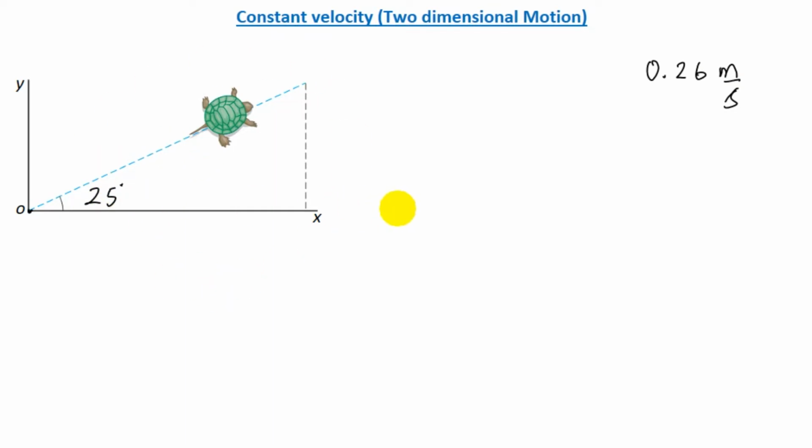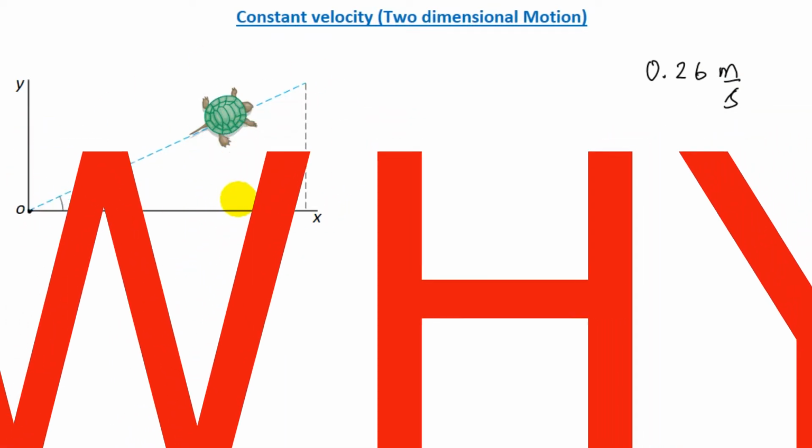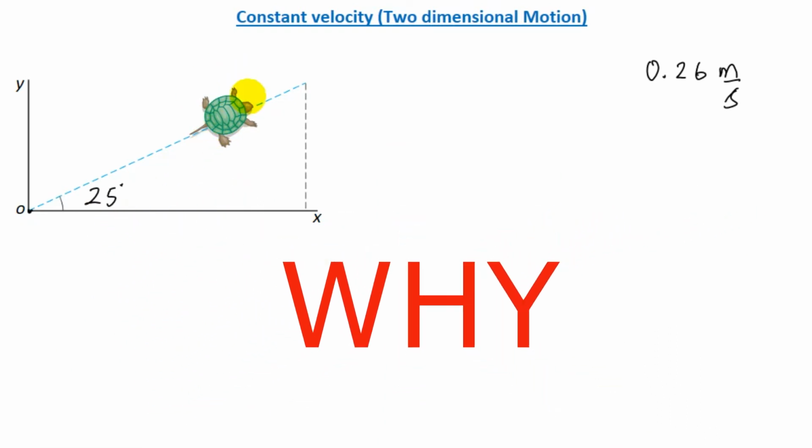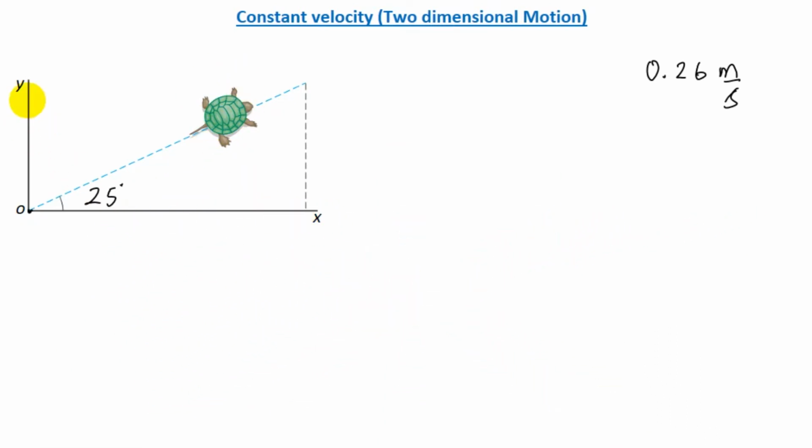Now this is a case of two-dimensional motion. Why? Because the turtle is moving in x and y direction respectively. So it is moving in two dimensions and with a constant velocity. So this is a case of two-dimensional motion with constant velocity. Now think, how far has the turtle moved in x and y direction after 5 seconds?